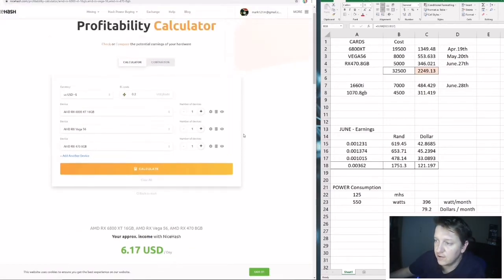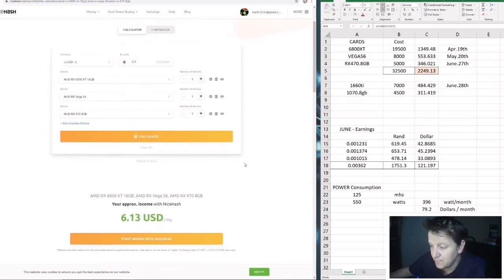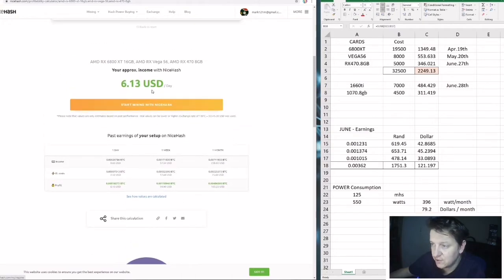And let's have a look here at the NiceHash profitability calculator. I'm using this because this is what I'm using. NiceHash is easy to pick up. It's quick to get into. Load it onto your computer, do the overclocks, and you're set to go. Okay, so I have here my electricity cost, 2 cents per kilowatt. I've got a 6800 XT, a Vega 56, and an RX 470 8 gig. If you just calculate that currently, it's $6.13 per day. Obviously this fluctuates, it goes up, it goes down, things happen.